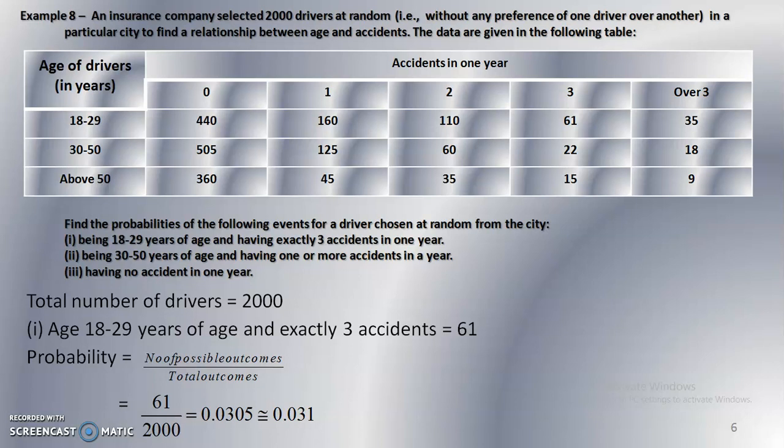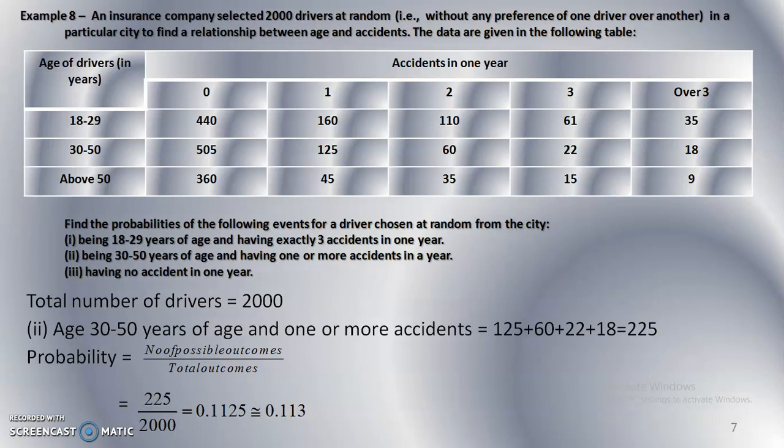So starting with the answer, total number of drivers equals 2000. First question, age 18 to 29 years and exactly 3 accidents. I have already told its answer is 61, means possible outcome is 61 here. So probability equals number of possible outcomes divided by total outcomes equals 61 divided by 2000, and the answer is 0.0305. Got it? Or we can say here 0.031. Now go to the second question.